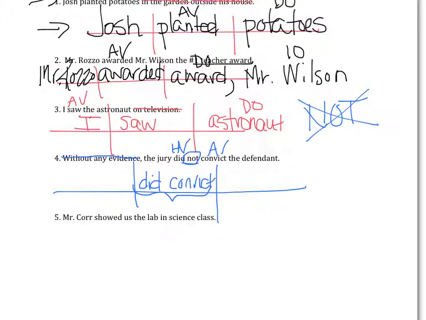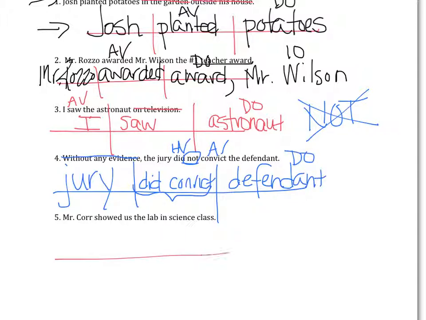Let's find our subject. Who did not convict? The jury. There's our subject. And let's see if there's a direct object after this action verb. Who did they convict? They convicted the defendant. That is my direct object.